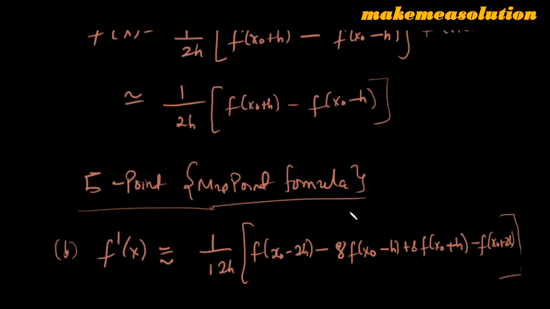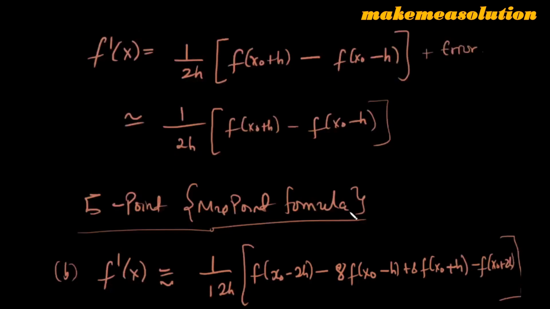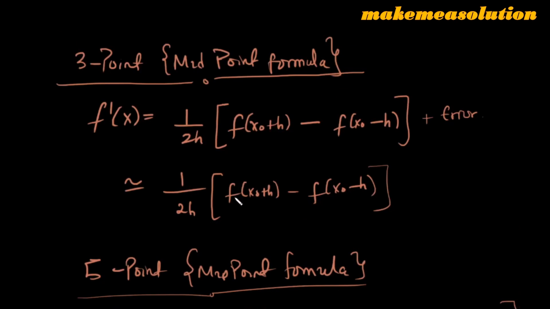So what do you have in common between the 3 point and the 5 point midpoint formulas? For the 3 point formula, you just have two terms in the brackets. So they're just trying to tell us that if they give me 3 points, an x naught minus h, then an x naught plus h, then I can just focus on using the f of x naught minus h and the f of x naught plus h around the vicinity of this particular point.